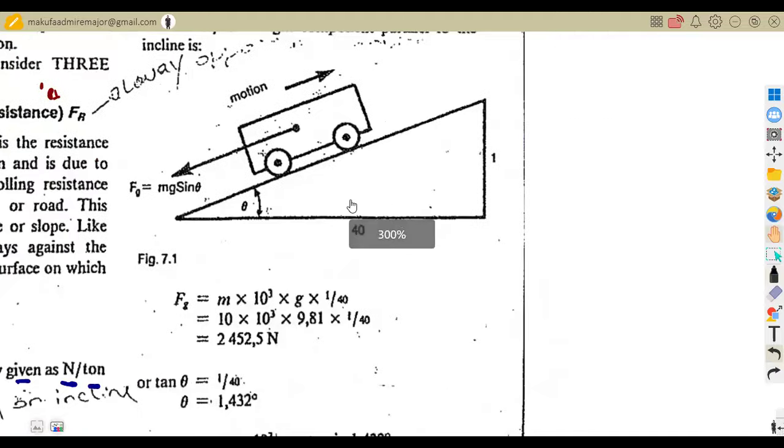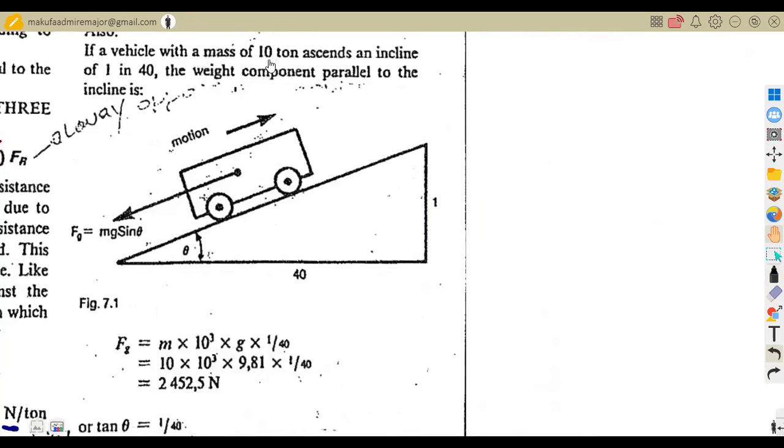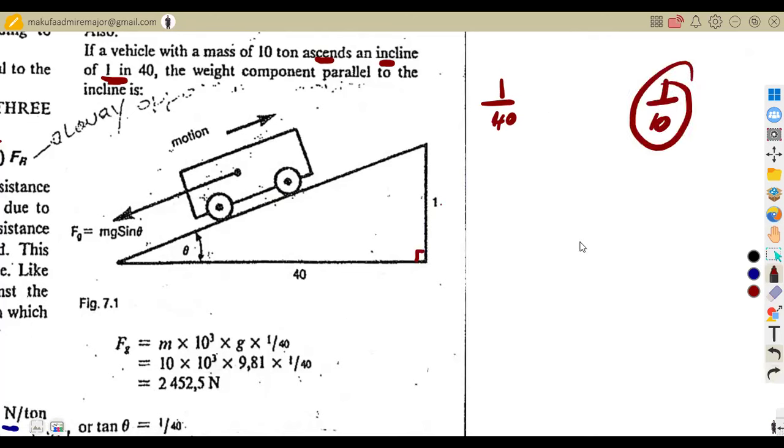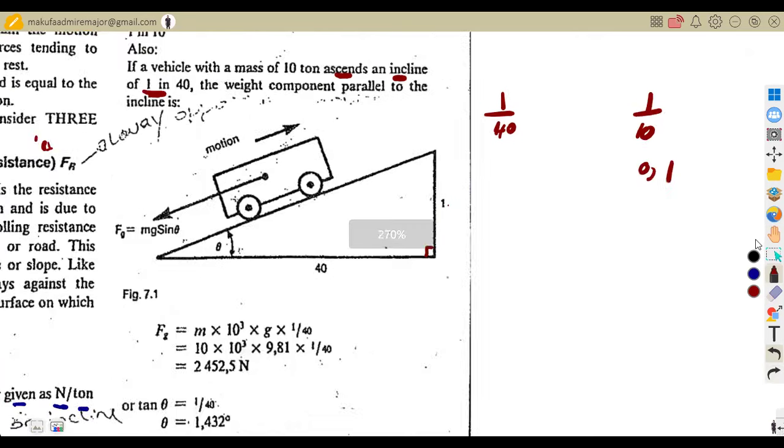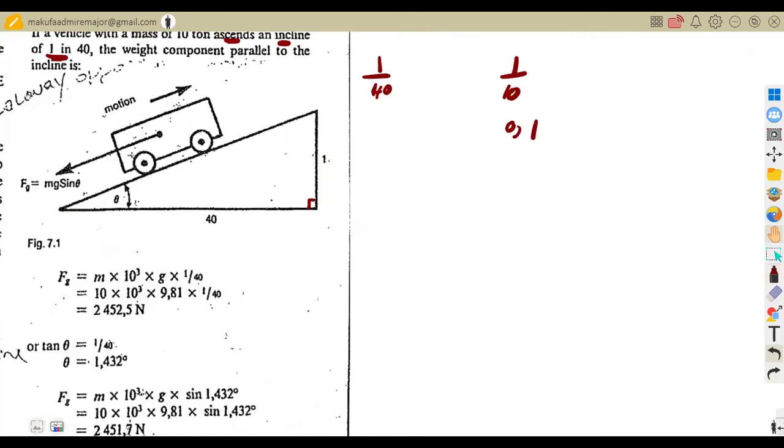When you are given this part, they are saying a vehicle with a mass of 10 ton ascends an incline of 1:40. So it's an incline of 1:40. That is 1/40, like what you can see here, 1:40. So compare 1:40 and 1/10. Remember, 1/10 as a decimal is 0.1. So we are going to compare 1:40 and see. We are supposed to compare this.